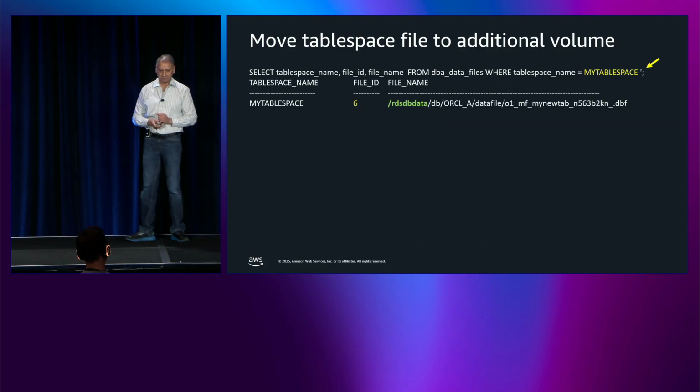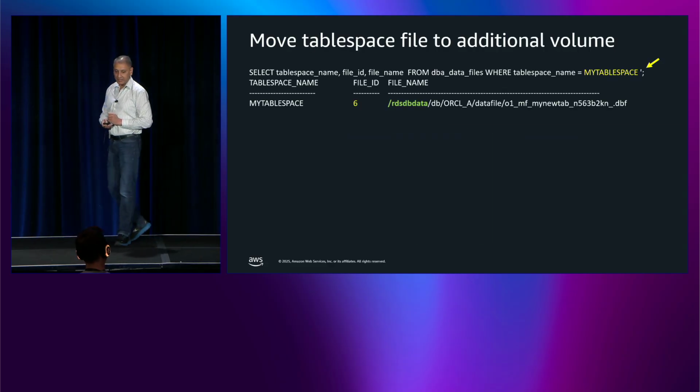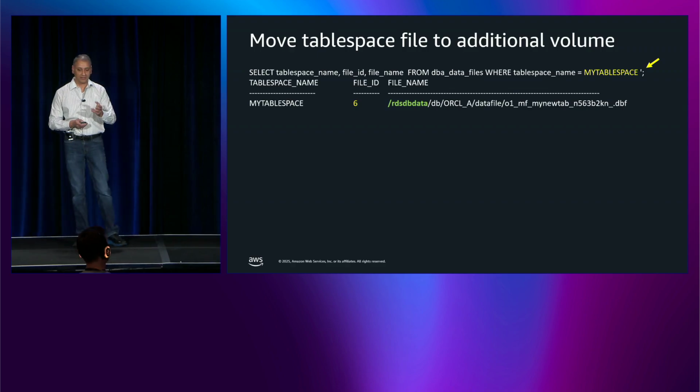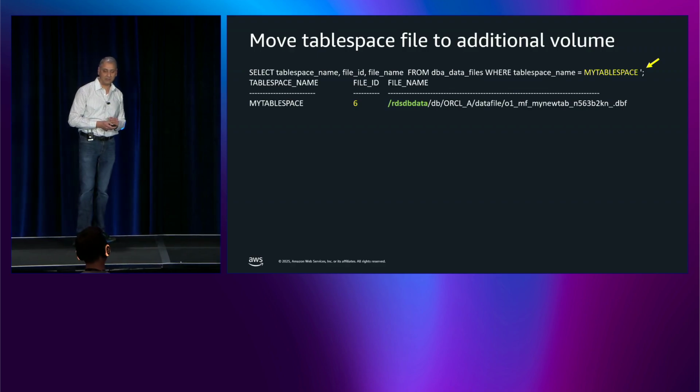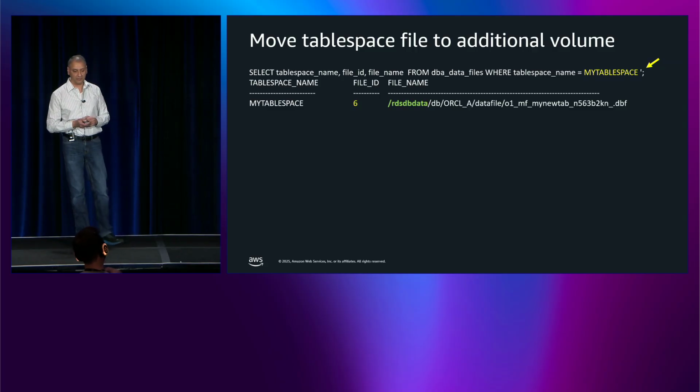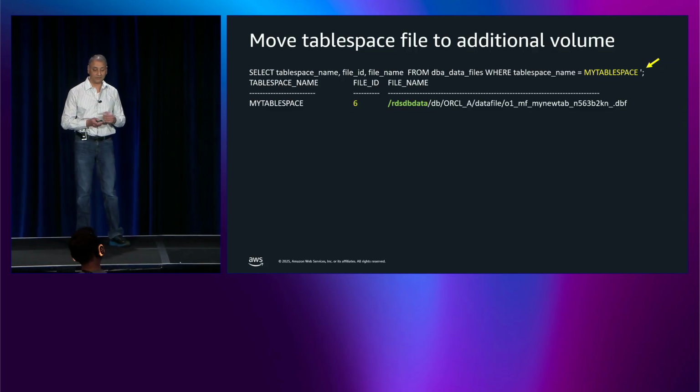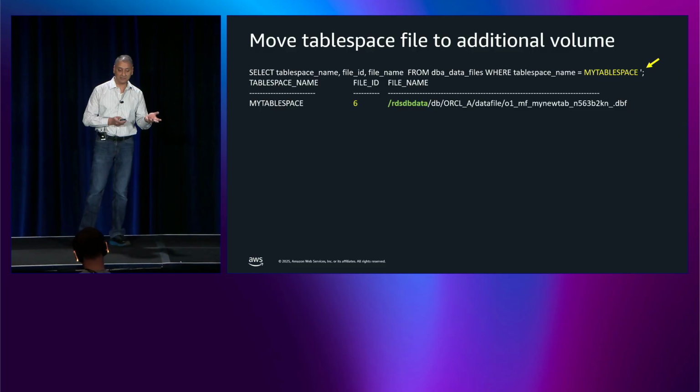How would you do that? To move my table space to my additional volume, I call a select command. In this case, my table space is called my table space. I call the command to get the properties of the table space. I see that the table space has a file ID 6, and the table space resides in my primary volume, RDS DB data, and I have the file name for the table space.